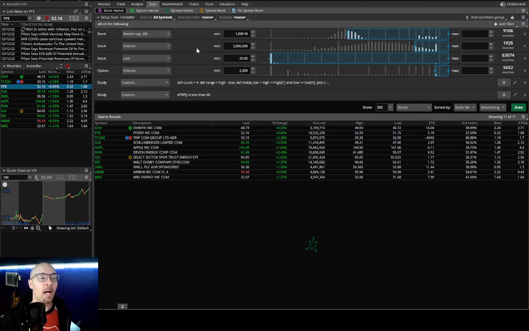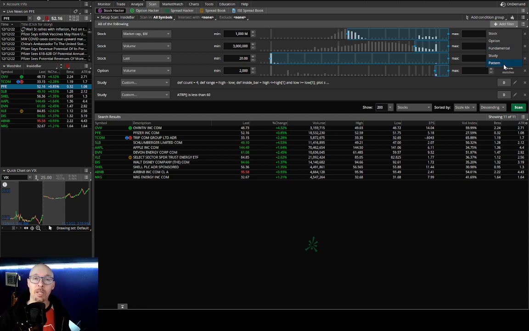And what I have done here is built something. So I've gone in here in the condition group right now. I'm sorry, we're not to the condition group yet. I'll touch on that in just a second. I've added some filters here. And if you click the add filter button, you can see you can filter on stock stuff, option stuff, fundamentals, specific studies, and patterns, right? All of those are available.